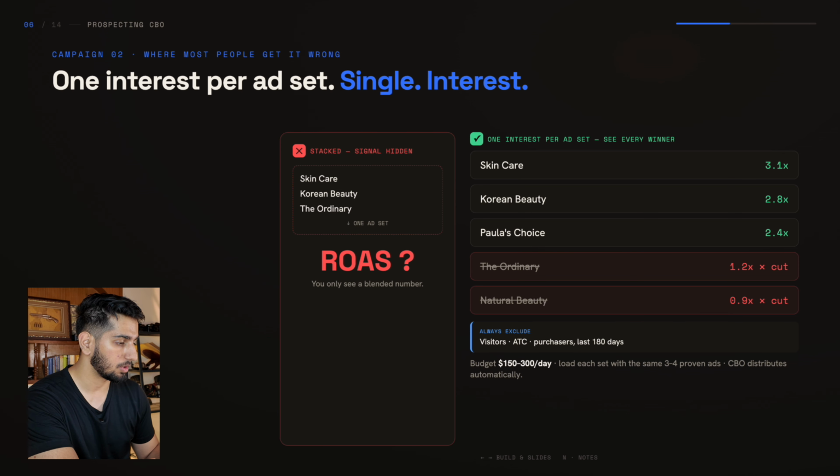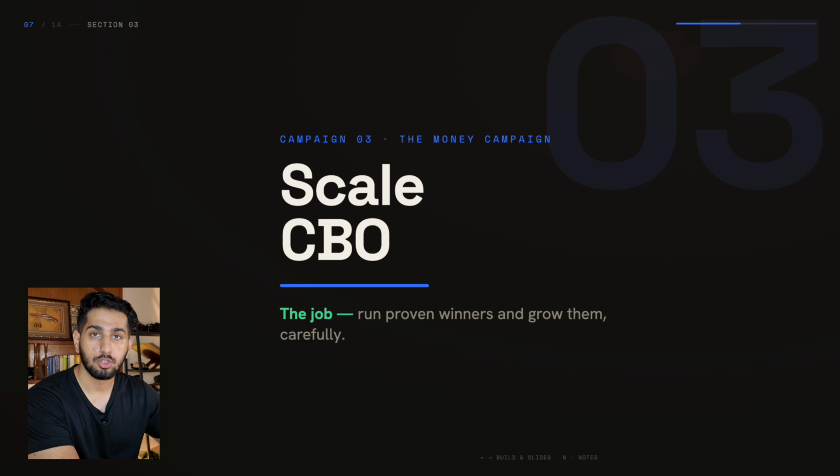scaling CBO. A very important campaign because this is where you're going to make most of your money, right? So this is where your proven winners go and where you apply controlled budget increases. I want you to pay close attention to this campaign setup because this is very important. This is what's going to make or break the success of your store. So the campaign setup, very simple: campaign name, product, CBO, scale, winners. Again, simple, straightforward. The budget, this is where things get fun.